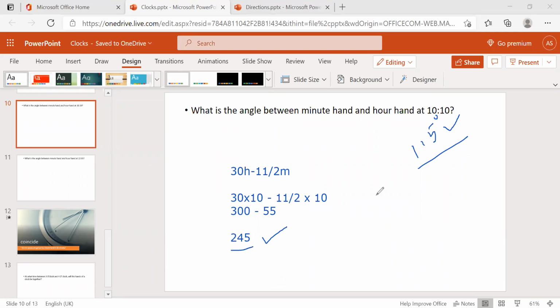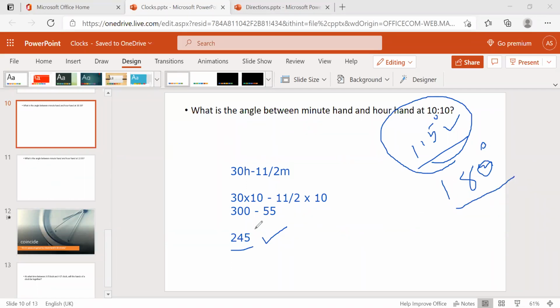So here both are correct only, but still people will confuse. So which answer will we take? Obviously we have to consider this answer only. Why? It is less than 180 degrees. You need to consider the degree less than 180.